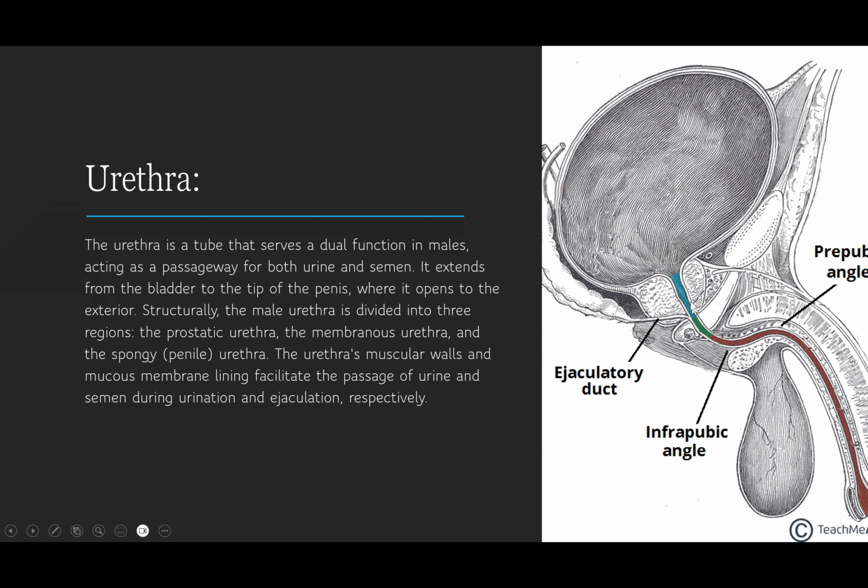So the blue would be the prostatic, right? The green here would be the membranous, and then we have the spongy going all the way down.